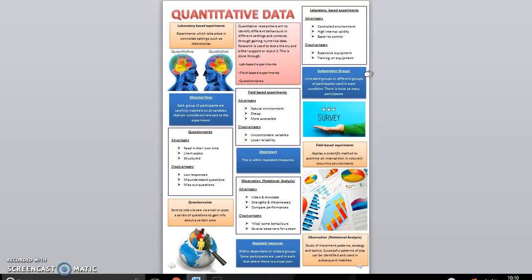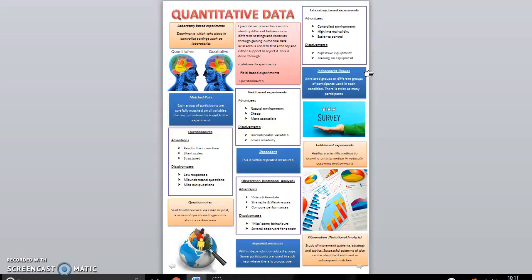Within experiment designs, we have different ways to construct the experiment to collect the quantitative data we need, such as independent groups, where different groups of participants are used in each condition. In this group, there are twice as many participants as there would be in a dependent group, and they all have different abilities. Dependent groups, also known as repeated measures, use the same participants for each test where a crossover design takes place. This is where everyone does the same test but does it in a different order.